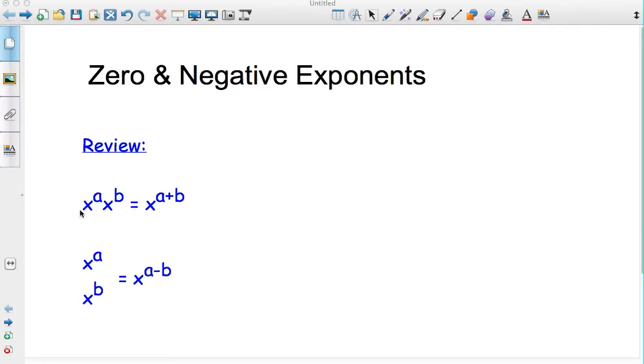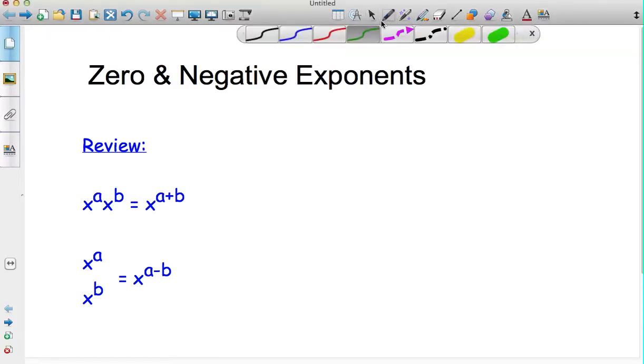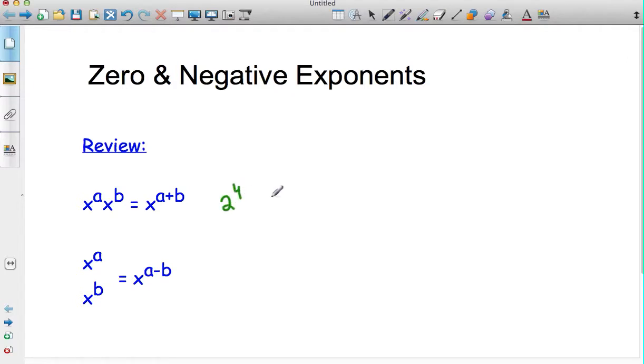If you have any base number with the same base to an exponent and they're multiplied, you end up just adding the exponents, a plus b. So for example, if I have 2 to the 4th times 2 to the 6th, that's going to be the same as 2 to the 10th.